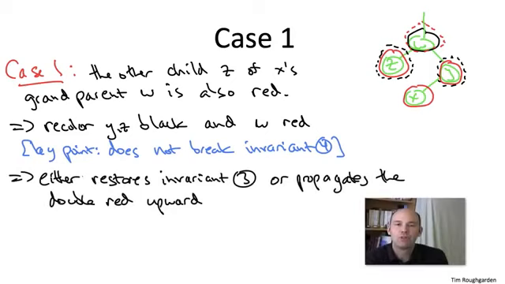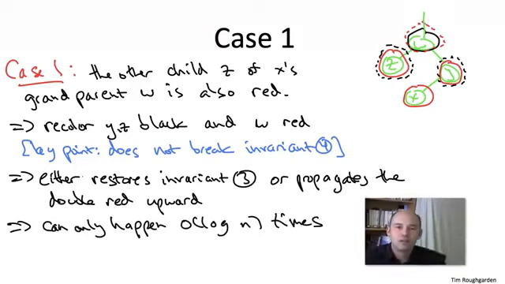We're perfectly happy with the progress represented by propagating the double red upward. Why? Well, before we inserted this new object X, we had a red-black tree, and we know red-black trees have logarithmic height. So the number of times that you can propagate this double red upward is bounded above by the height of the tree, which is only logarithmic. So we can only visit case 1 a logarithmic number of times before this double red is propagated all the way to the top of the tree, all the way to the root.